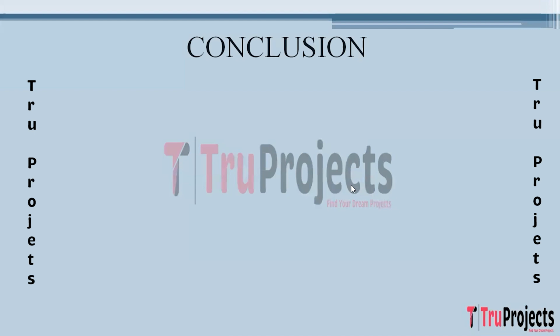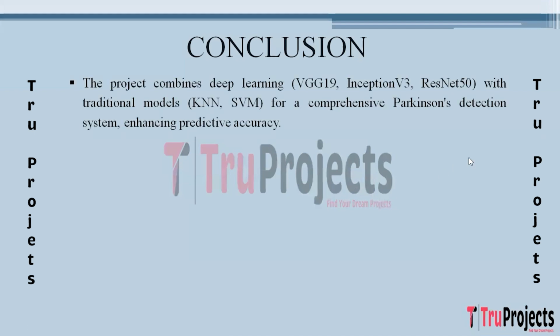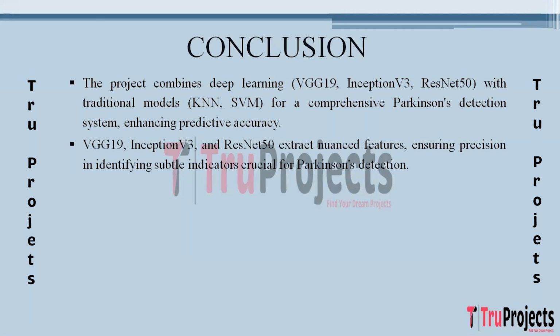So the conclusion here is that the project successfully integrates advanced deep learning algorithms VGG19, Inception V3 and ResNet 50 with traditional machine learning models KNN and SVM to create a comprehensive Parkinson's disease detection system. The selected deep learning algorithms demonstrate their efficacy in feature extraction from handwriting patterns. VGG19, Inception V3 and ResNet 50 capture nuanced details crucial for Parkinson's detection, contributing to the system's precision in identifying subtle indicators.